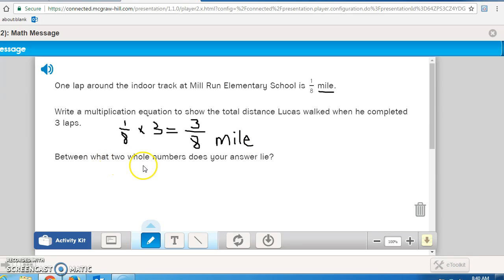Between what two whole numbers does your answer lie? Well, it actually is going to lie between the number 0 and 1. Because if this was a number line, 1 would be on the end, 0 here. If this is what we're talking about, the middle would be 4/8, because that would be my halfway mark. So my 3/8 would be right before that, and that's the two numbers it lies between.